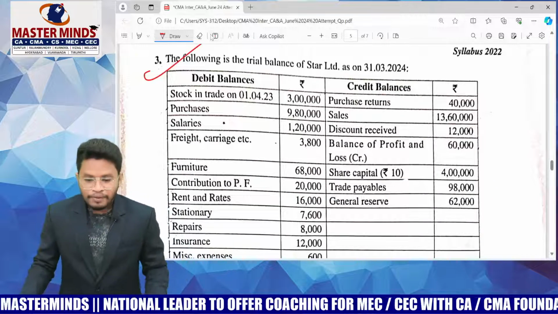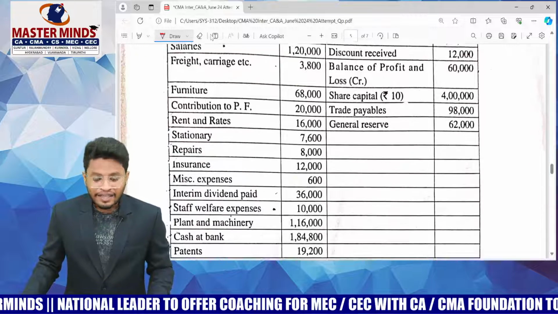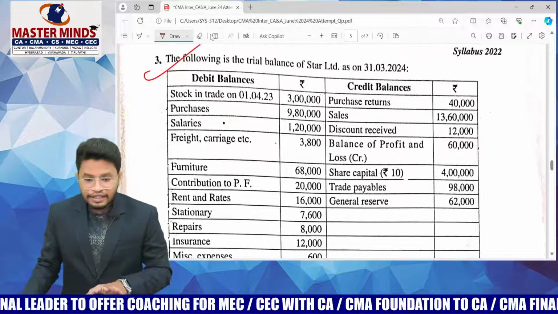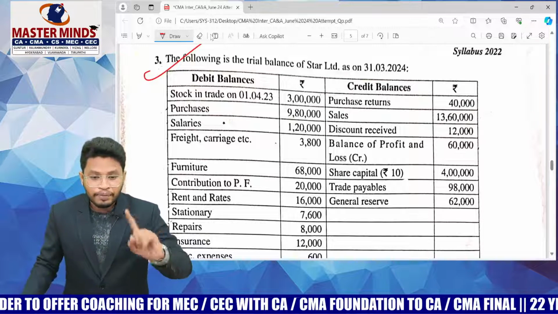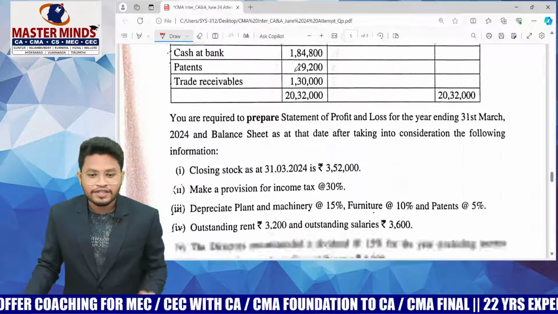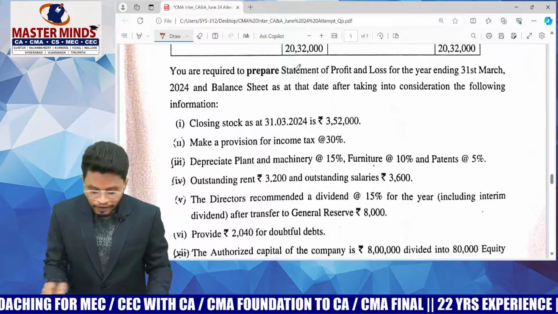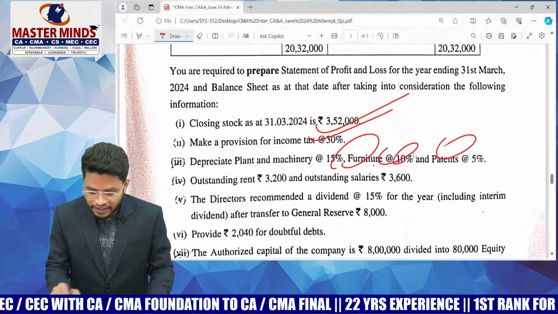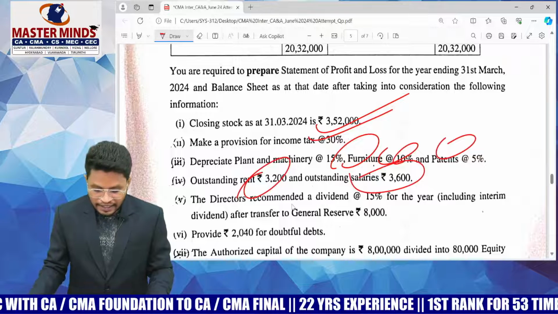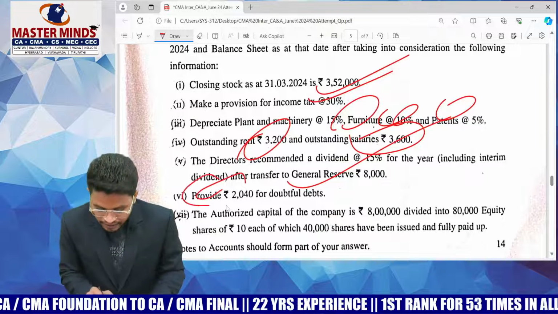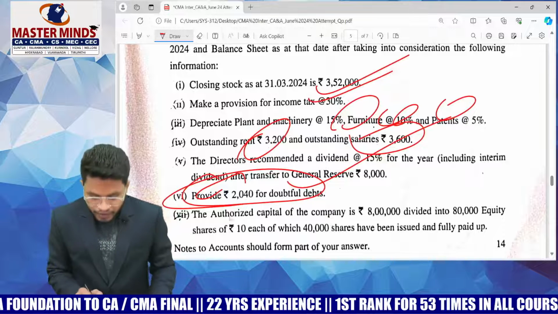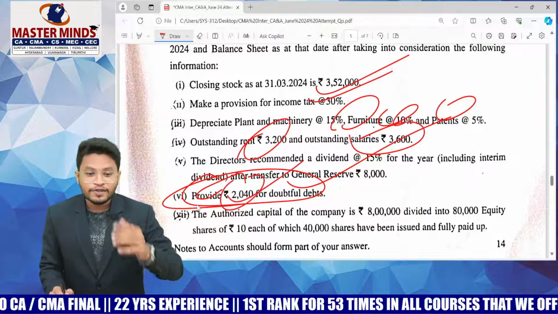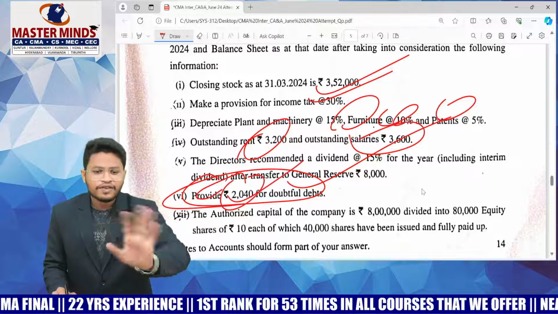And the next thing, preparation of financial statements. In this, when you see the material, directly this type of format and adjustments were there, but 1 or 2 adjustments are given from some other questions. You compare that with our question in the material: closing stock, provisions, depreciation and all, outstanding rent, outstanding salaries, director's recommendation, and here in the 6th point, provide 2040 for doubtful debts. Directly the amount was given, percentage was not given. Very easy.